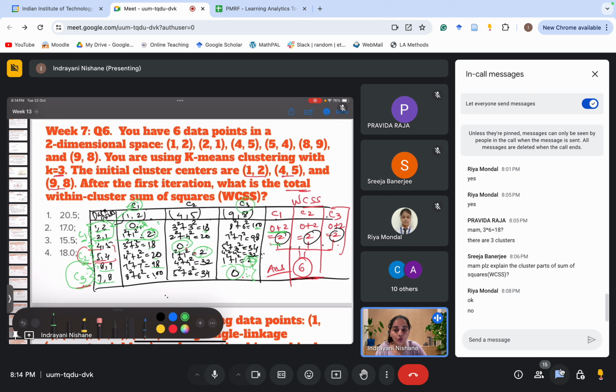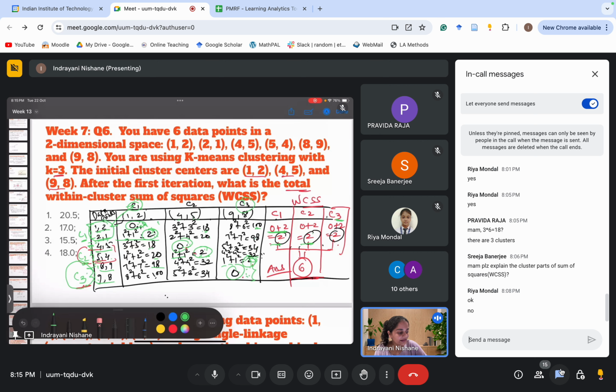Similarly, for cluster 2, these are the 2 data points 4, 5 and 5, 4. And this is the centroid 4, 5. So within cluster sum of square is 0 and 2 for these two data points respectively. So we will be adding that, getting 2 for centroid 2.